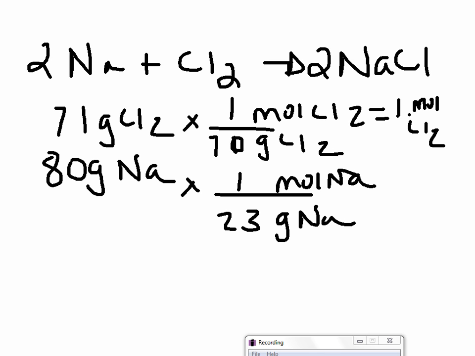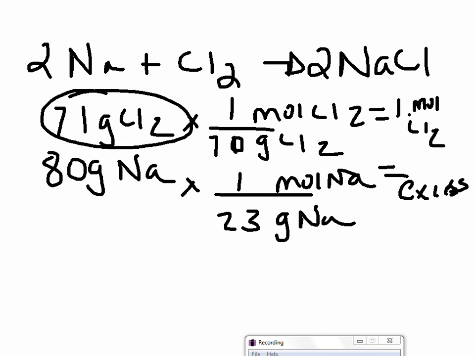Now, you don't have to complete the rest of the math. Am I going to have more than 2 moles of sodium? Well, if I had a mole of sodium, it would take 23 grams. 2 moles is 46. Well, I've got way more than 2 moles. You don't have to do the rest of the math. That is in excess. So the limiting reactant is chlorine.